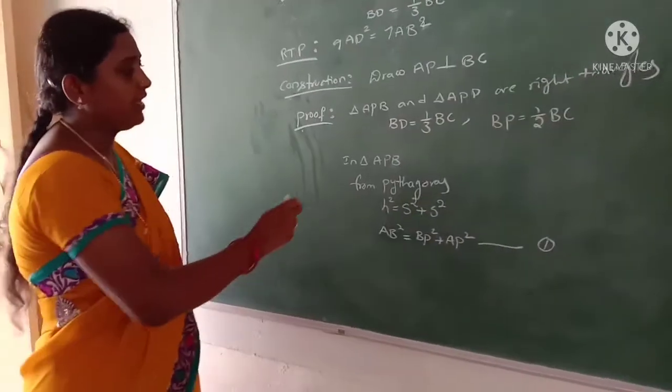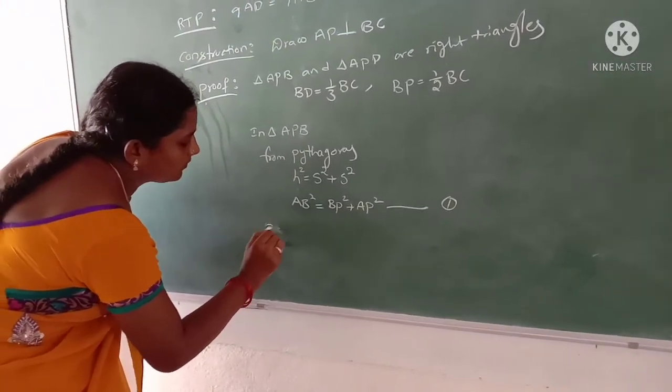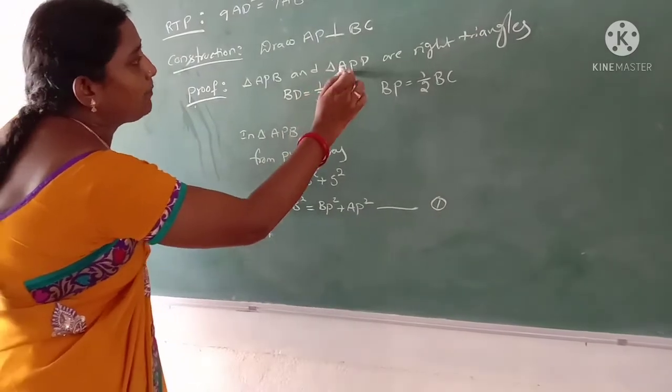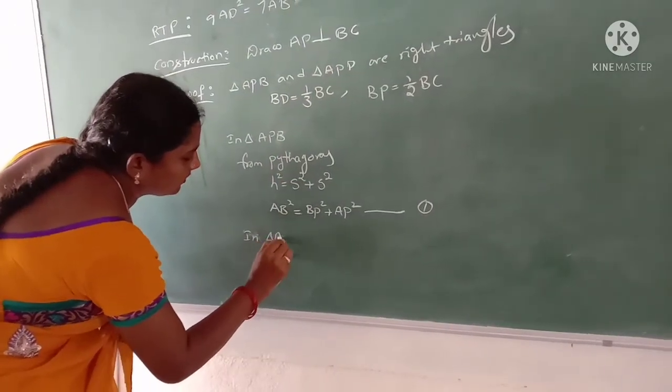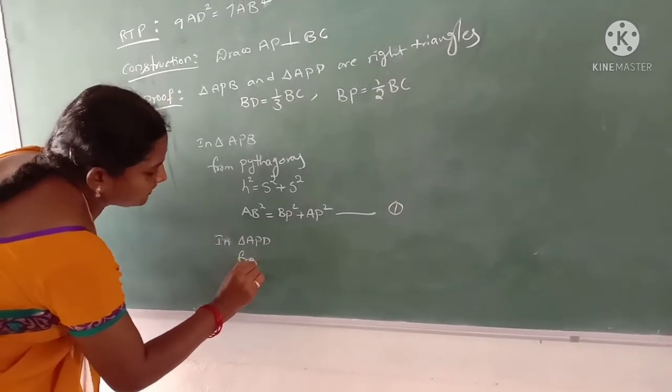Next we take the other right triangle APD, from Pythagoras.